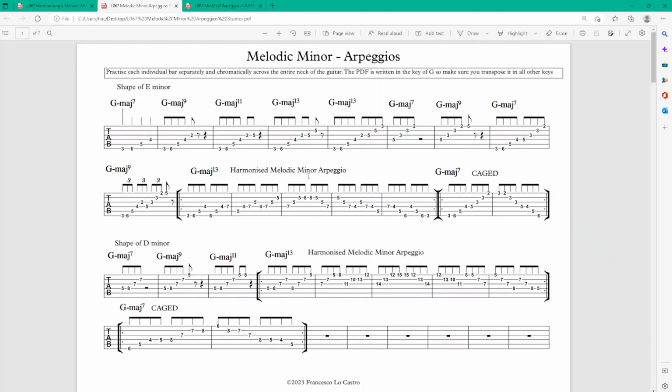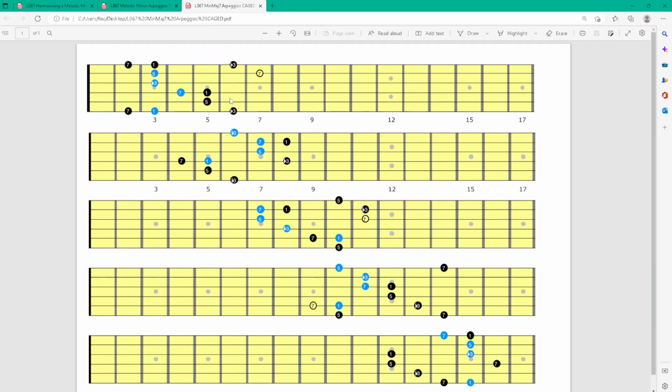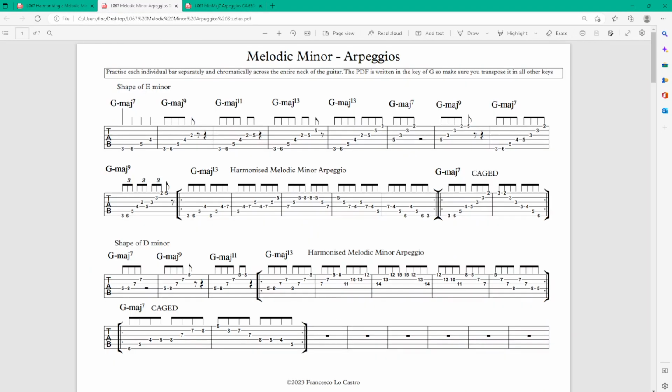Here we have the harmonized melodic minor arpeggio, and I'll show you in a minute what it means. And here is the G minor major 7, the cage system. So the cage system is basically these 2 bars, which you want to repeat as an exercise, is basically the equivalent of this. Now, how do you practice these arpeggios?